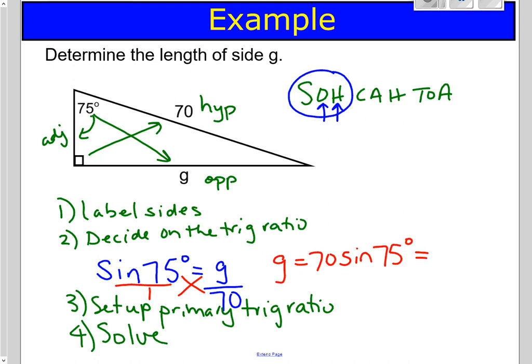And I get 67.6 centimeters, or whatever the units are that we're talking about. So 67.6 is what G is equal to.